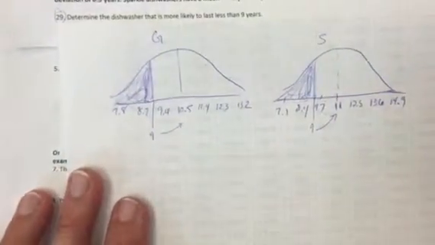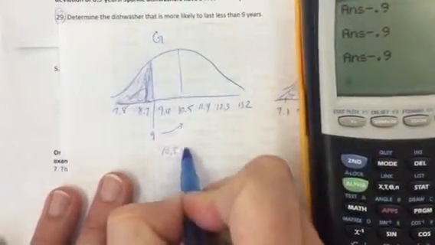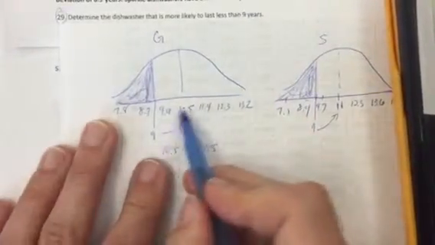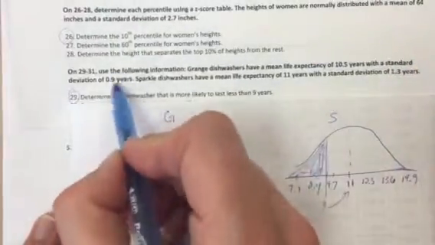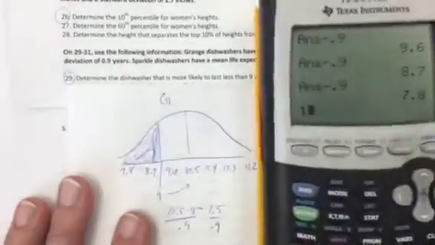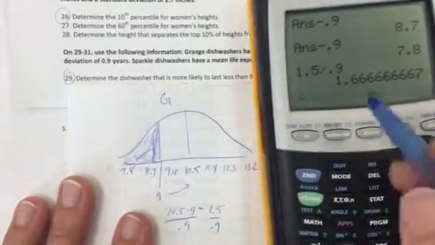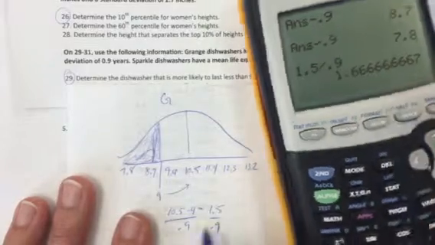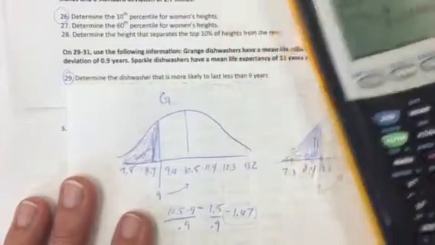So 9 away from 10.5, right? So 10.5 minus 9 equals 1.5, but that's how far away it is. How many standard deviations away it is depends on what the standard deviation is. And for Grange, that's 0.9. So we divide by 0.9, right? So 1.5 divided by 0.9 is 1.6. And remember with z-scores, we round to the nearest hundredths. So that's 1.67. That's the z-score for Grange. So we'll go get that table.